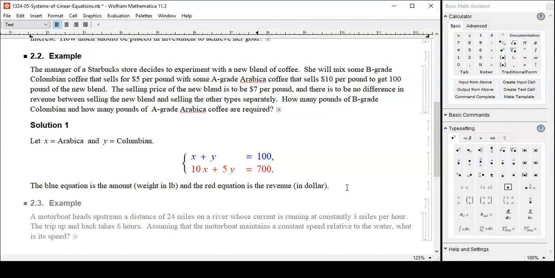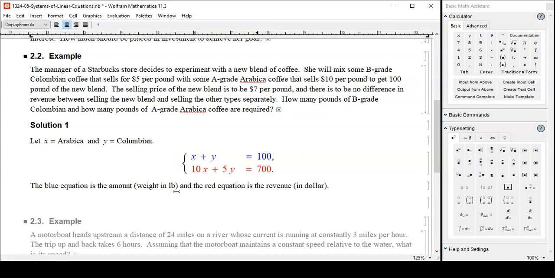Let's go ahead and solve it. Shall we use elimination? Okay, let's go ahead with elimination. Let's solve for one variable. I could have selected y, but let's select x. From the first equation, we get that. And then 10x plus 5y equals 700. But what's x? 100 minus y.